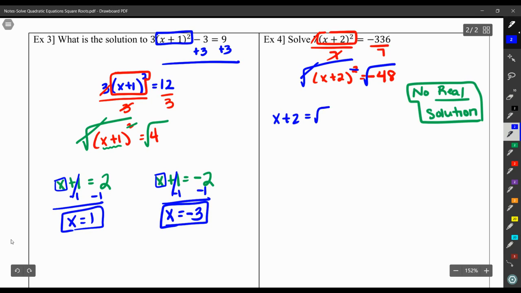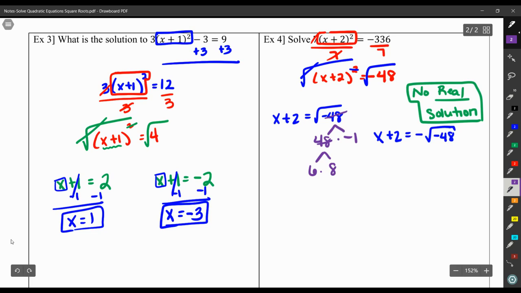So x plus 2 equals the square root of negative 48. But remember, you can also have x plus 2 equaling negative square root of negative 48. Positive version and a negative version of the same number. Continue solving for x. I need to simplify the square root first. Simplifying the square root of negative 48 is very similar to simplifying the square root of 18. So we're going to break this apart into negative 1 times 48. And now I can break apart 48.